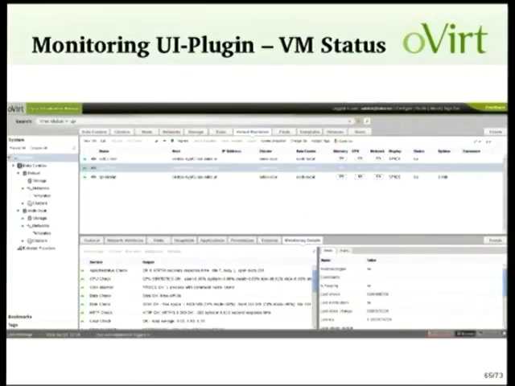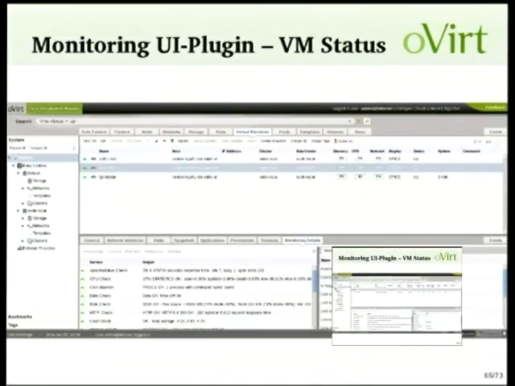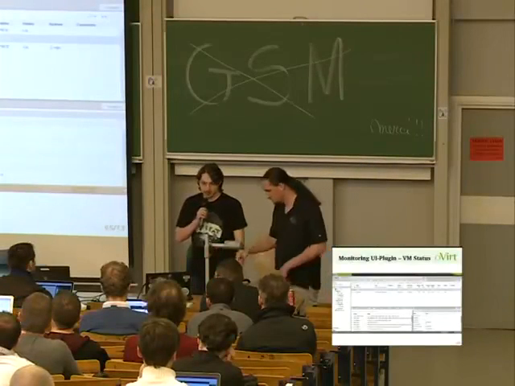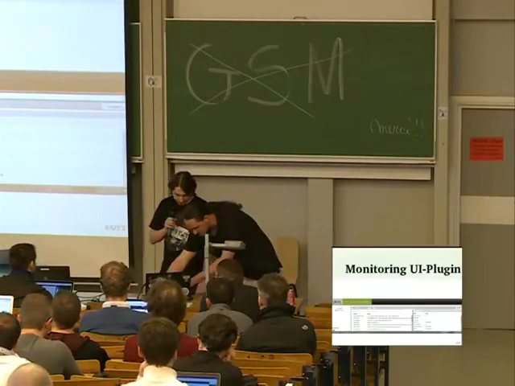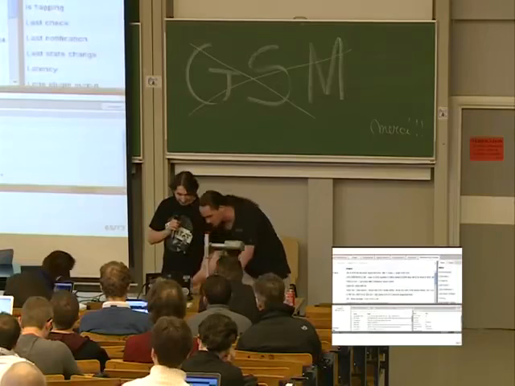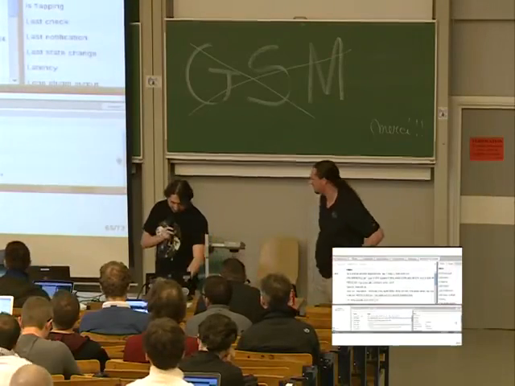As you can see here, we have a new subtab named Monitoring Details. And in this example, I selected one of the virtual machines, and in this monitoring detail subtab, you see all the host and service checks. So we have all the host and service checks plus a few details on this tab.